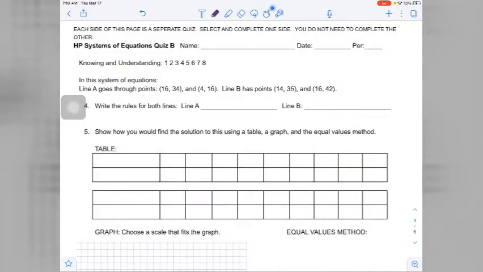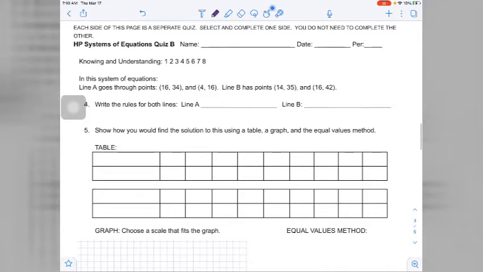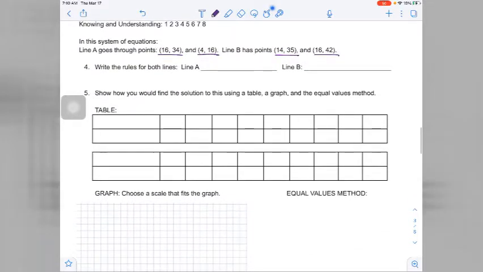Okay, so now we're going to start talking about the highly proficient side of equations quiz B. For this one, it says that you have a line that goes through points (16, 34) and (4, 16), and then you have another one that goes through (14, 35) and (16, 42). When I work on those, I know, again, that the x value is first and the y is second. All of these tell me the coordinate points for each of these, and the x is first.